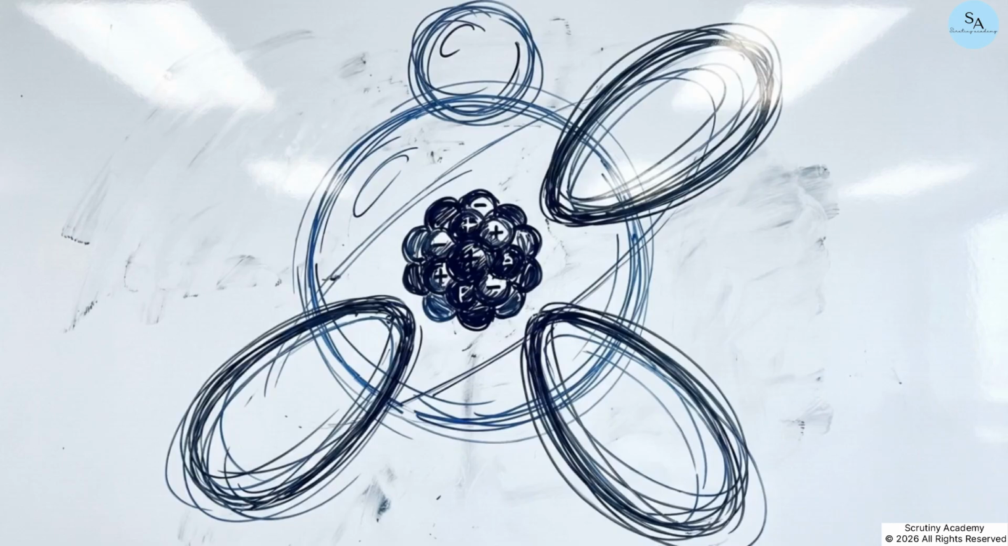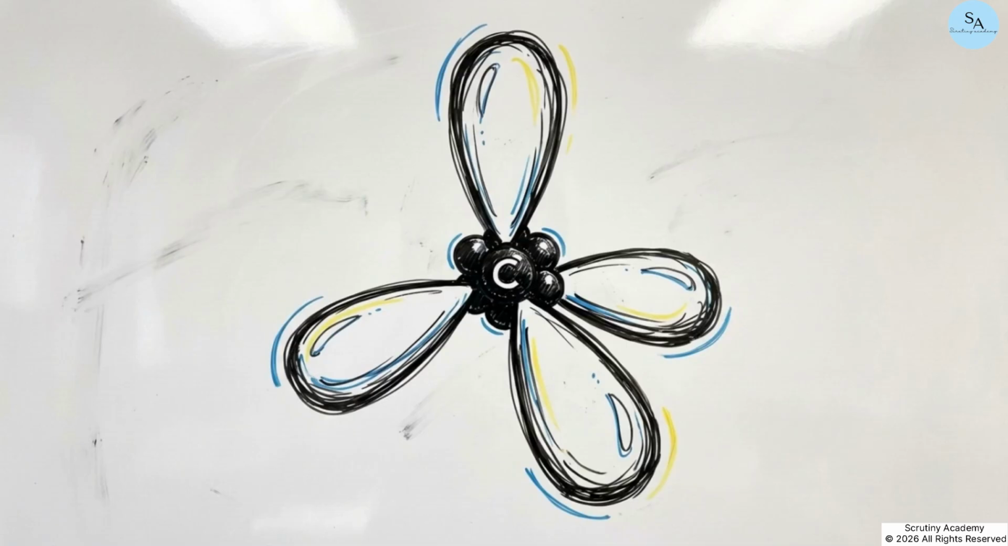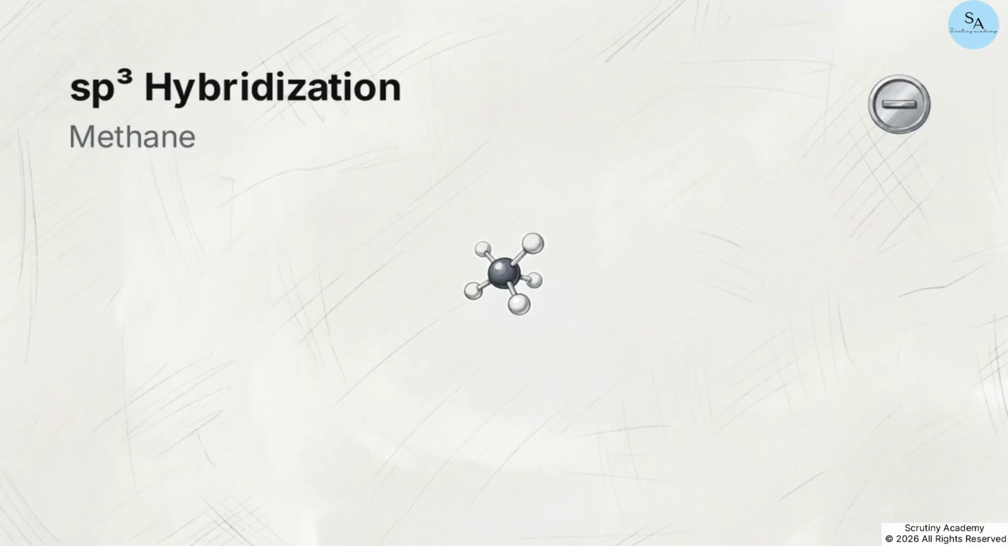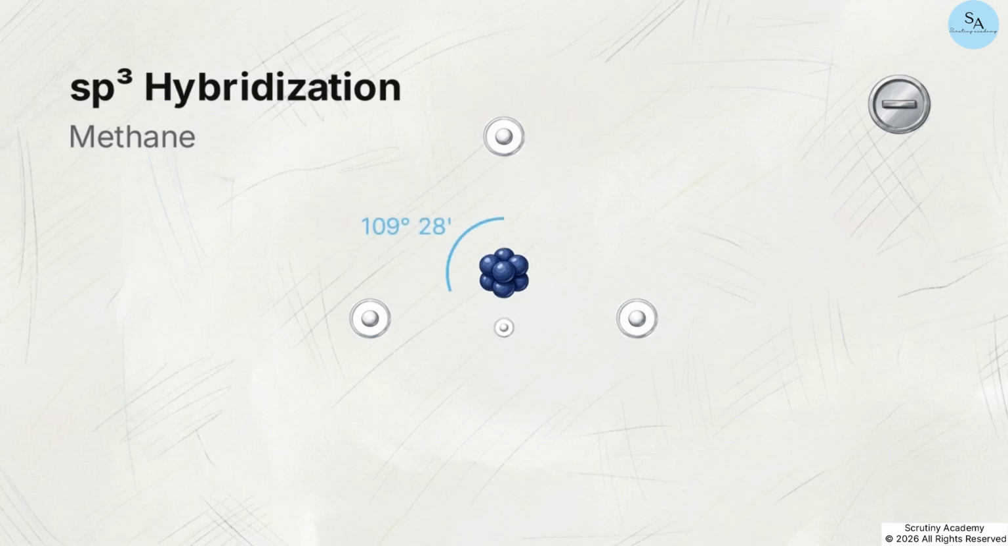When carbon forms these covalent bonds, it reshapes its electron orbits to accommodate the incoming atoms. This process, called hybridization, dictates the final 3-dimensional shape of the molecule. Methane is the result of sp3 hybridization. When carbon forms 4 single bonds, the orbits push away from each other equally, creating a 3-dimensional tetrahedral shape with angles of exactly 109 degrees and 28 minutes.